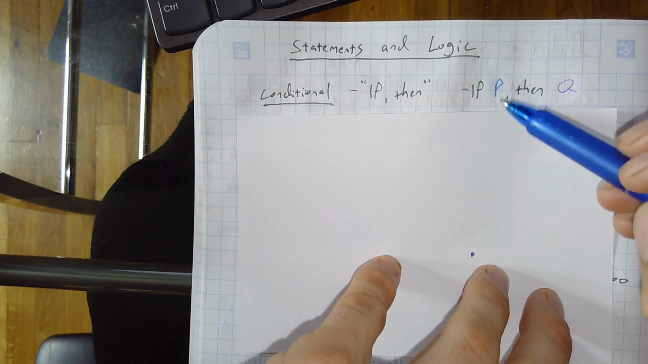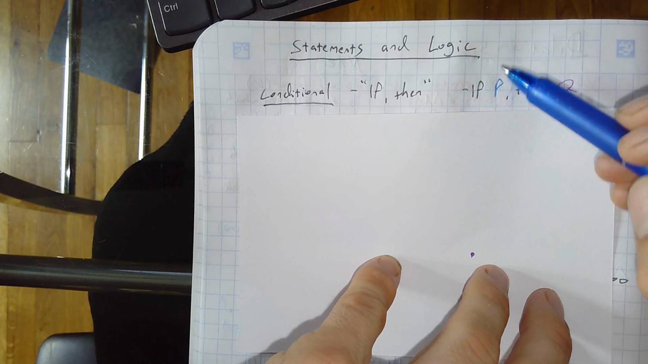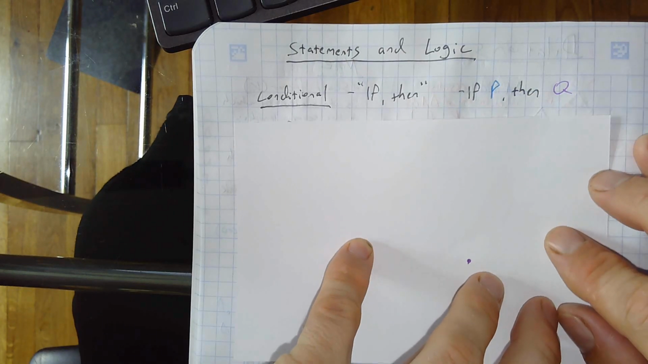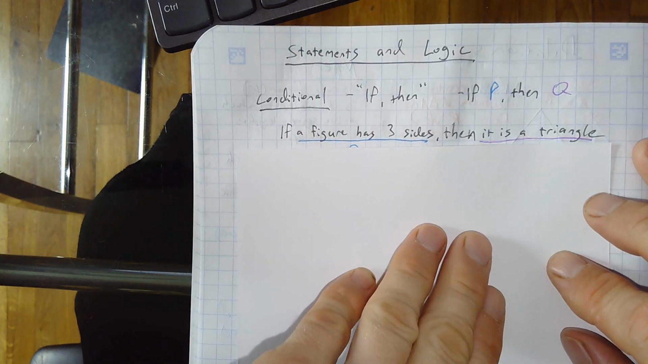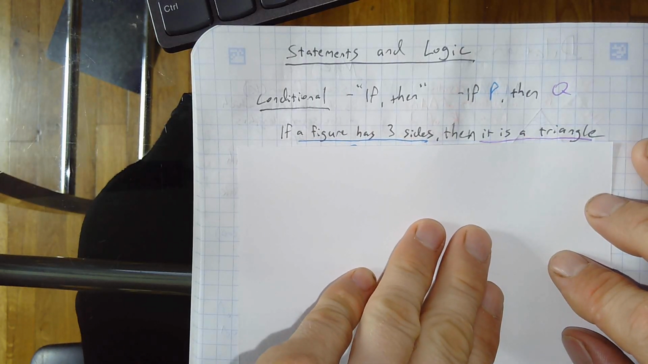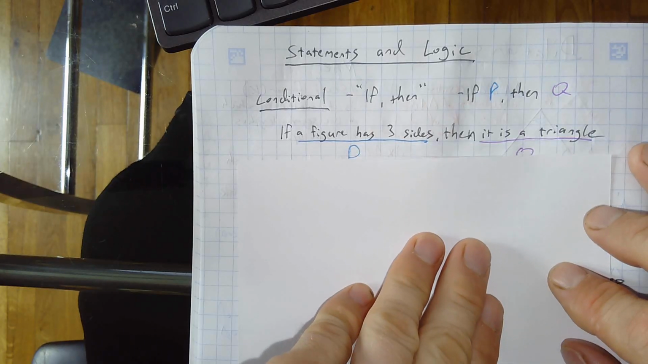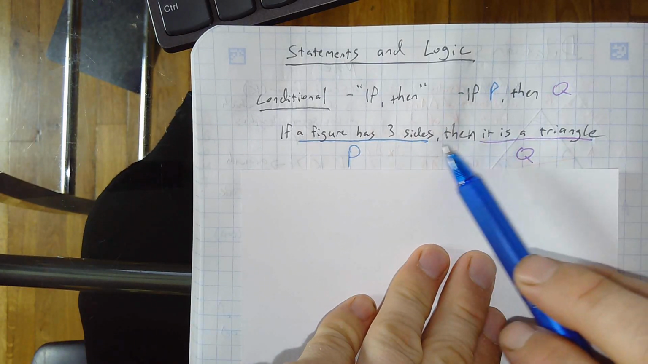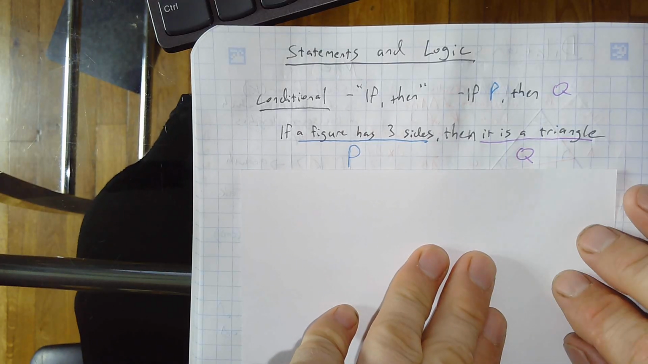So if your hypothesis is true, then your conclusion is also true. Okay? So if a figure has three sides, then it is a triangle. That is my P and my Q of my conditional statement, my hypothesis and my conclusion.